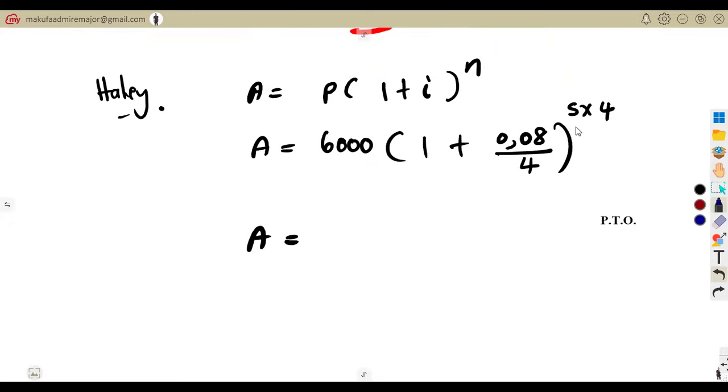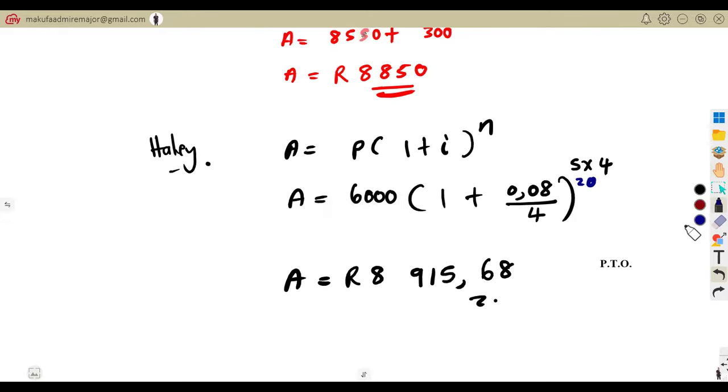So that was it, guys. If you simplify this, 5 times 4 is simply 20. So you can use your calculator directly, and that is going to give you 8,915.682. We can compare which one is having a bigger value, which one is having a larger value.